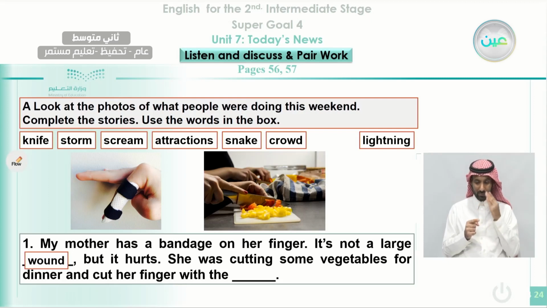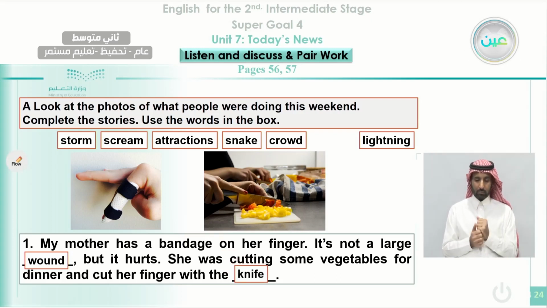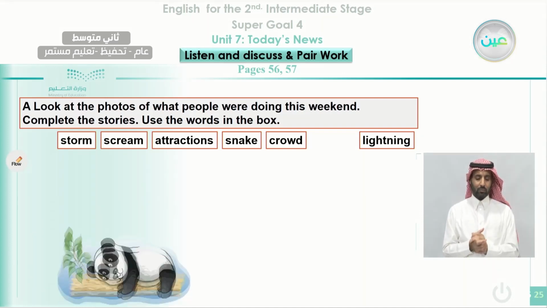She was cutting some vegetables, as you can see in the picture, for dinner, and cut her finger with what? You can see here in the picture, with a knife. So we use a knife to cut vegetables. So here we have the right answer, wound for the first gap and knife for the second.